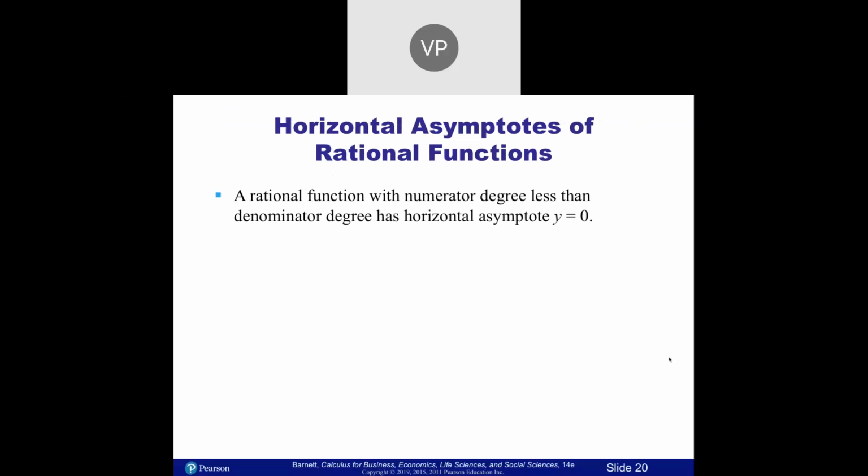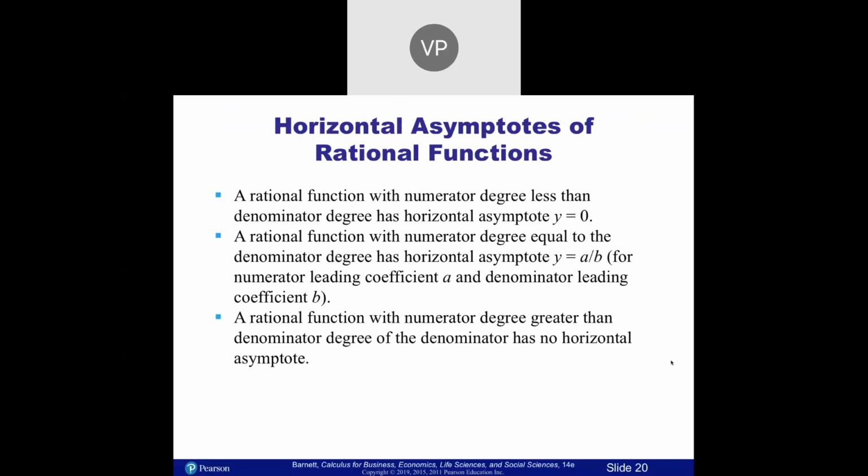Let me jump here. I don't want to give you too many theories at first. Let me actually get to some examples. So I'm going to run through these a little bit faster. But the horizontal asymptotes, again, normally it's going to be y equals 0. A rational function with numerator degree less than the denominator is going to have a horizontal asymptote of 0.